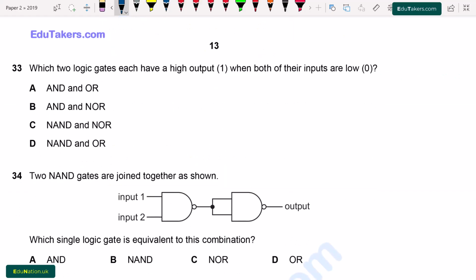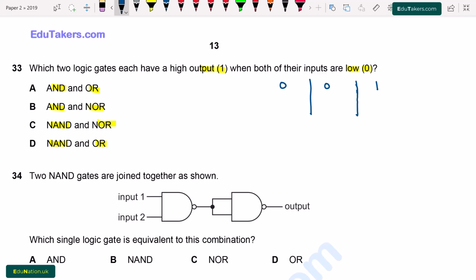Question number 33. Which two logic gates each have a high output 1 when both of their inputs are low? Option A, AND and OR gate. B, AND and NOR gate. C, NAND and NOR gate. D, NAND and OR gate. So basically when both of the inputs are low, the output is high. Here is 0, 0 and 1. Which one of the logic gate has this combination?